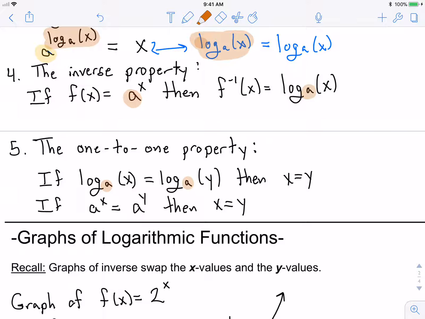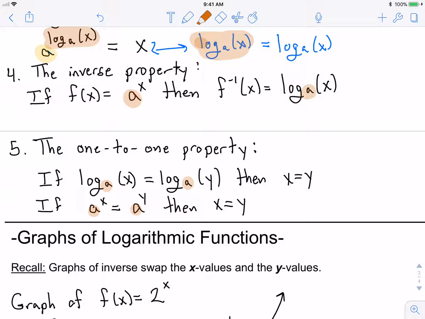And this is also true for exponents. If we have two exponents on either side of an equation, and they have the same base, then it just cancels out and we can set the exponents equal to each other. We'll use property 4 and 5 a lot when we start evaluating logarithmic equations, and we'll see their use in great detail.